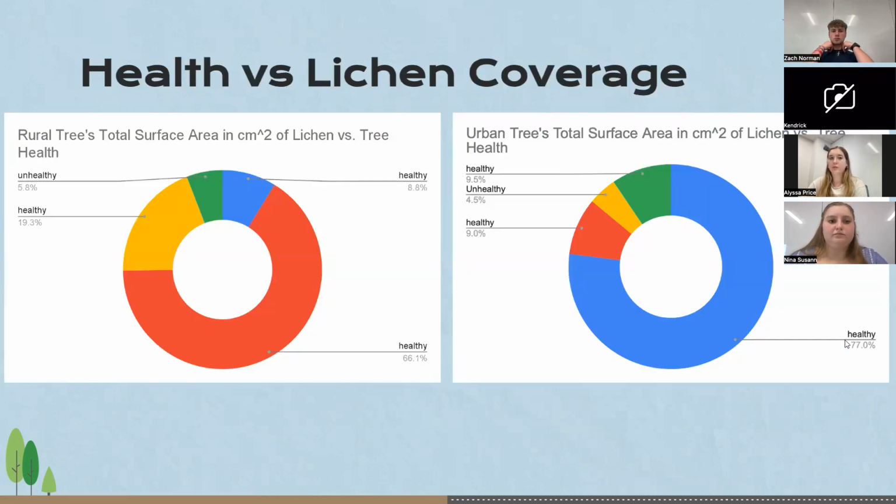And then another thing we looked at was the health versus lichen coverage. So we looked at unhealthy trees and healthy trees, and we dictated what was healthy versus unhealthy by looking at the branches and seeing if the branches had cracks in them. We looked at the leaves, seeing if anything was torn or if there was discoloration. Looking at the roots, seeing if anything was exposed, or if there were any holes in the roots that don't seem like they'd be there. And especially the trunks, looking at possible wounds, if the bark was chipped, if there were a lot of missing pieces. So we found per our data that 3 out of 4 trees in both urban and rural areas were healthy.